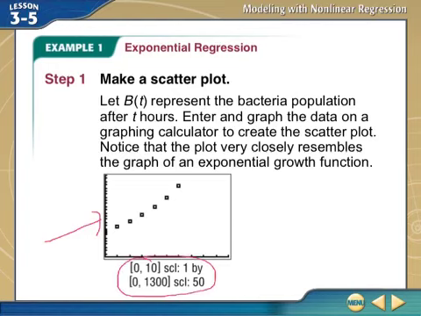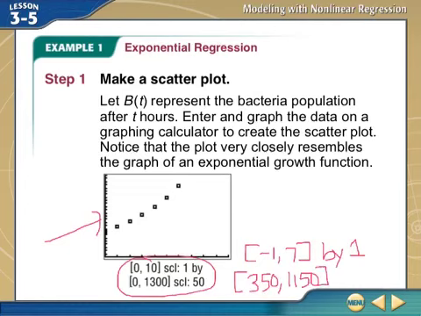Notice that they made their window different than ours. We went from -1 to 7 up by 1, and we went from 350 to 1150 by counting by 50s. So our scatter plot won't look exactly the same as theirs because our scale is different, but it'll look very similar. All I'm concerned with at this point is that you can see all the points plotted in your window. So you should have 7 data points plotted.